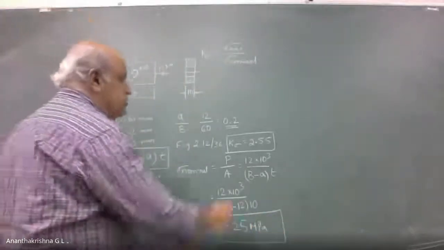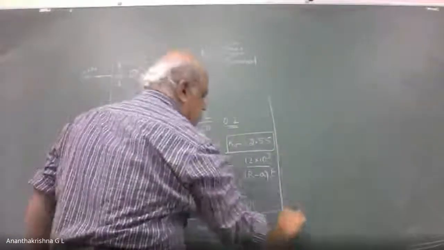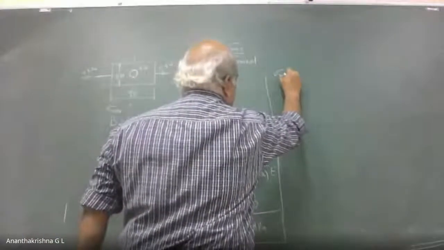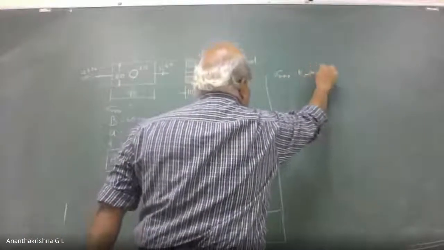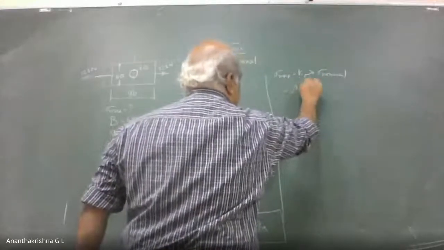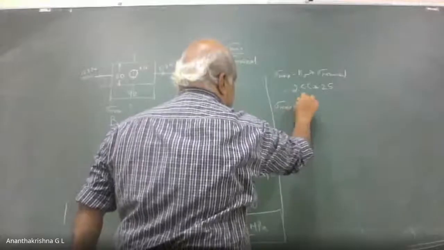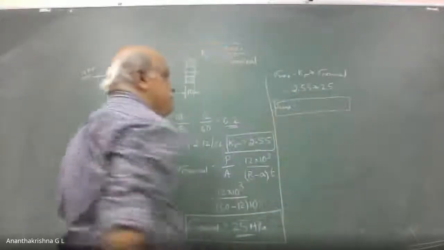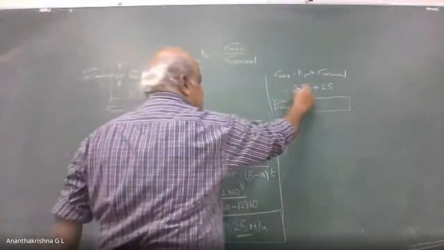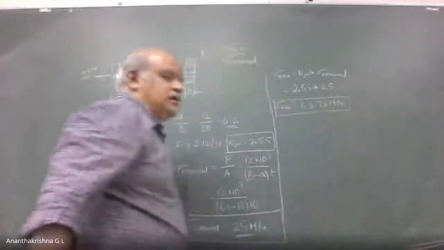Now I need to find out sigma max. I know sigma nominal, I know K sigma. So sigma max is equal to K sigma into sigma nominal. That's going to be 2.55 into 25 megapascal. So sigma max for this particular case is how much? What is the value? 63.75 megapascal. That is the answer.